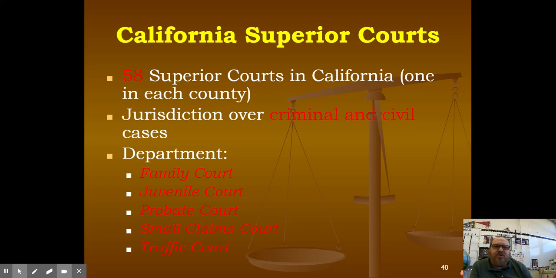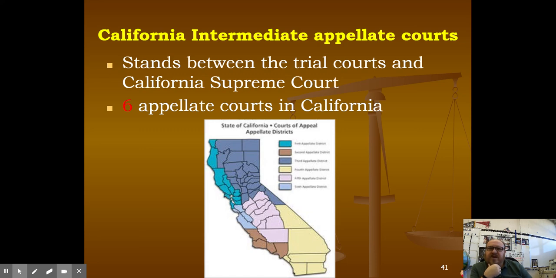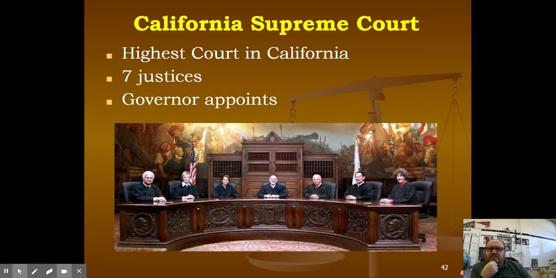There are 58 superior courts in California, one in each jurisdiction. They have jurisdiction over both criminal and civil cases. There are family courts, juvenile courts, probate courts, which is when somebody dies and nobody knows what to do with their property, small claims courts, and traffic courts. California does have 6 intermediate or appellate courts. The California Supreme Court is the highest court in the state. There are 7 justices, and the governor appoints those justices onto that panel.